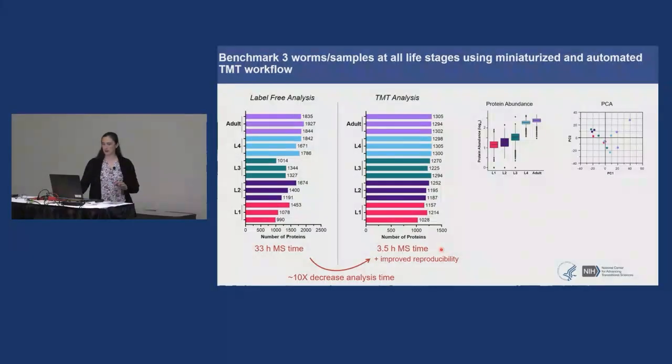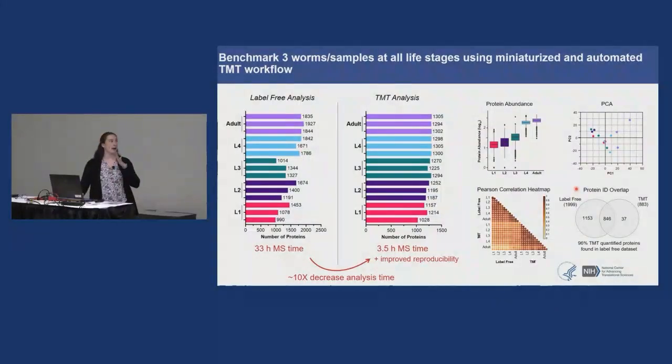Diving a little bit deeper into this life stage analysis, we actually see our expected increase in protein abundance across the developmental life stages. We see clustering of the life stages in PCA. And when we compare our label-free to our TMT data, we actually see a very strong Pearson correlation. And about 96% of our TMT quantified proteins were also found in our label-free data set.